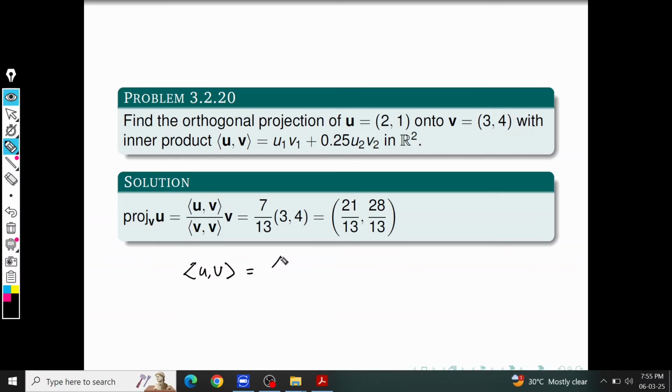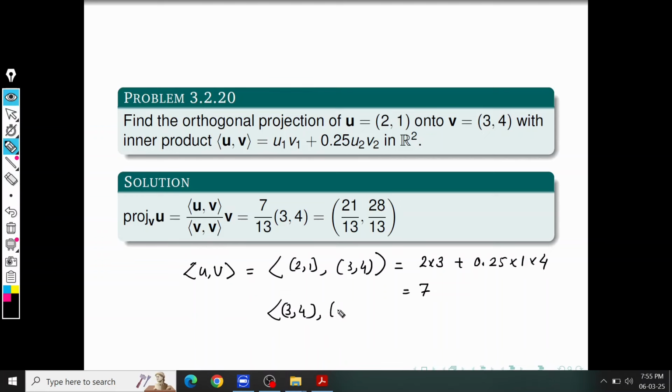It is equal to inner product of the vector (2, 1) and the vector (3, 4), and the formula to be used is u1 v1, that is 2 into 3, plus 0.25 times u2 v2, that is 1 into 4. So actually this will give 7. And inner product (v, v), likewise you can find it also, that is inner product of (3, 4) and (3, 4). Use the same formula: u1 v1, that is 3 into 3, plus 0.25 times 4 into 4. So this will give the answer 13. So the projection of u on v is given by 7 by 13 times the vector (3, 4), and it is (21 by 13, 28 by 13).